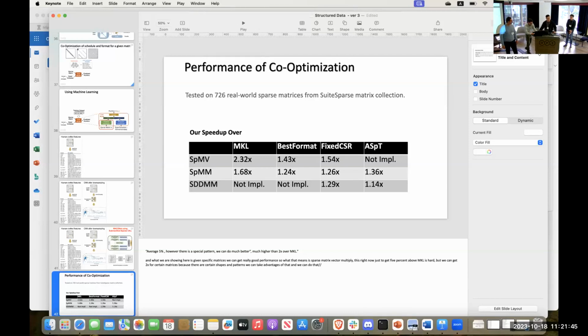So actually, Taco supports transforming one format to another. I see. And there is another work at PLDI 21. It shows how to automatically convert one format to the other. So we can efficiently convert those formats. I see. Okay.